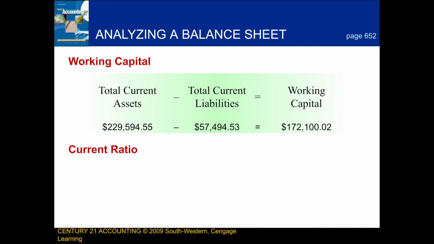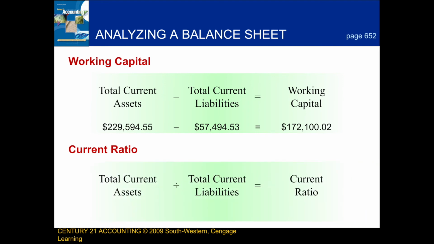Then in order to calculate the current ratio, we take the total current asset amount and we divide it by the total current liability amount, and that will give us the current ratio.